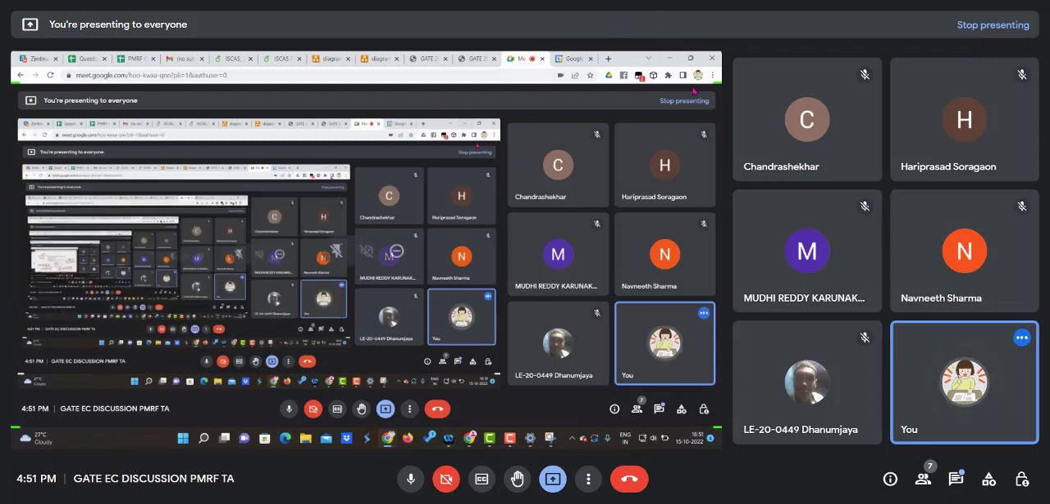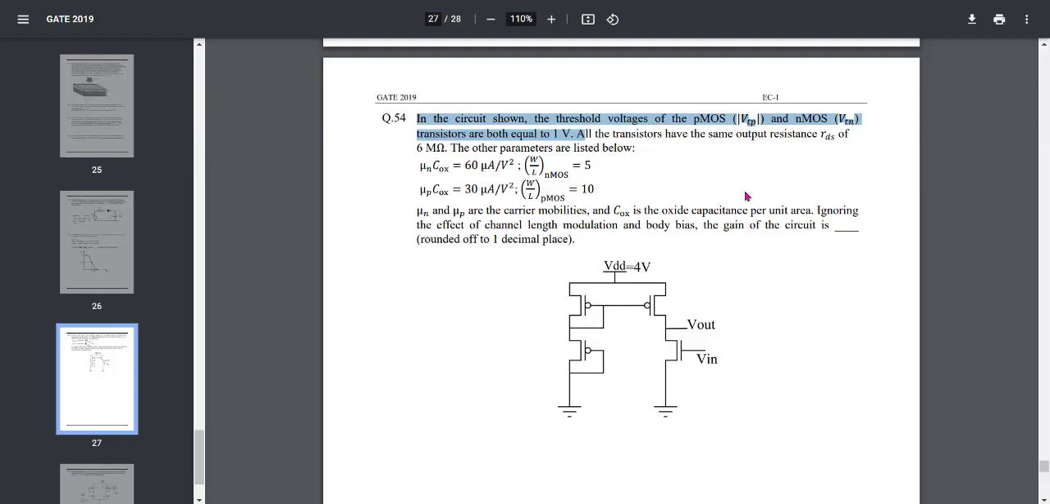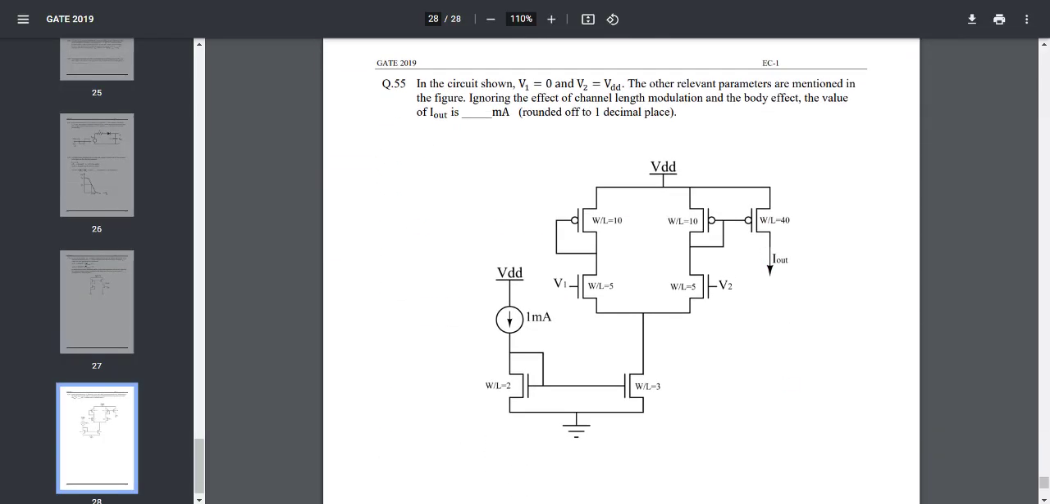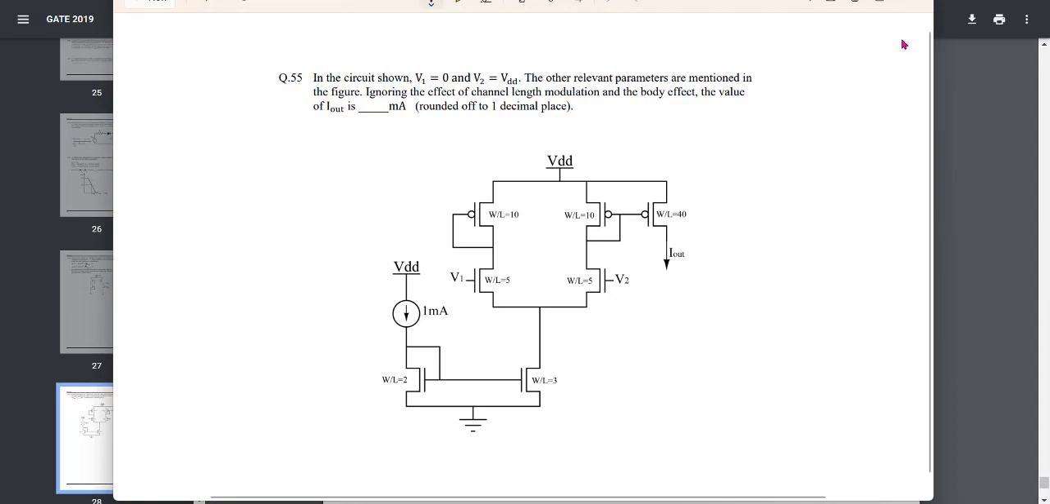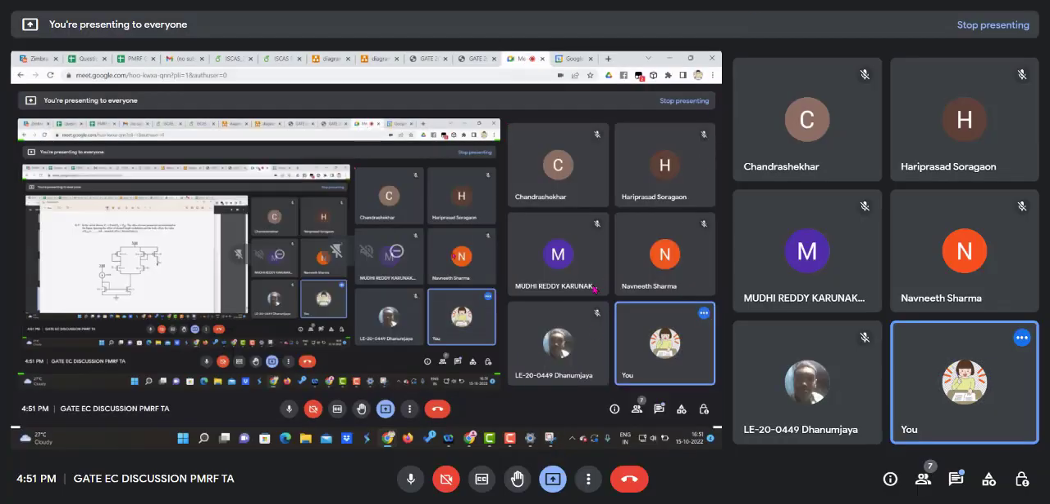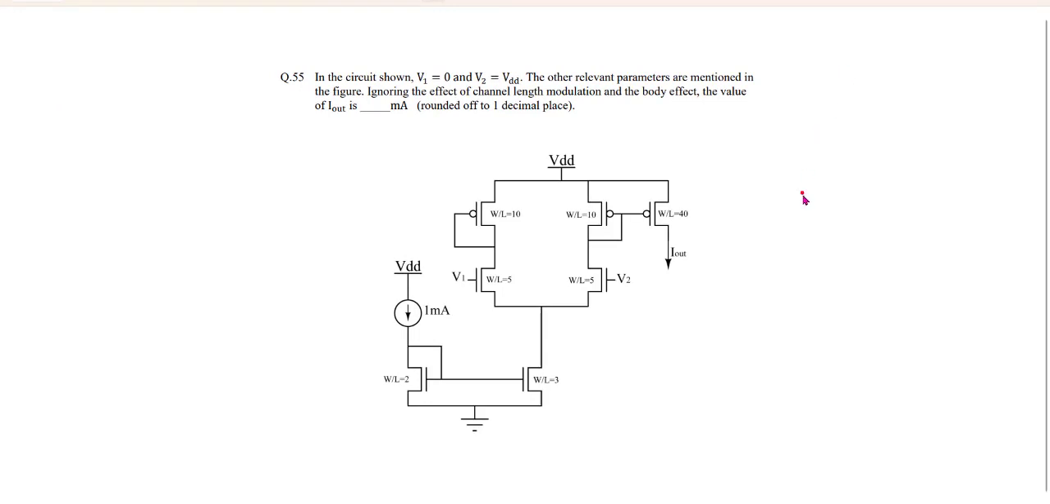So I'll go to the next question then. Let me check what the next question I had taken. Okay, yeah. So this is a much simpler question than the other. So in this circuit, V1 and V2 values are given. So V1 is 0 and V2 is VDD. The other relevant parameters are mentioned in the figure. Ignoring the effect of channel length modulation and body effect, the value of I out is.